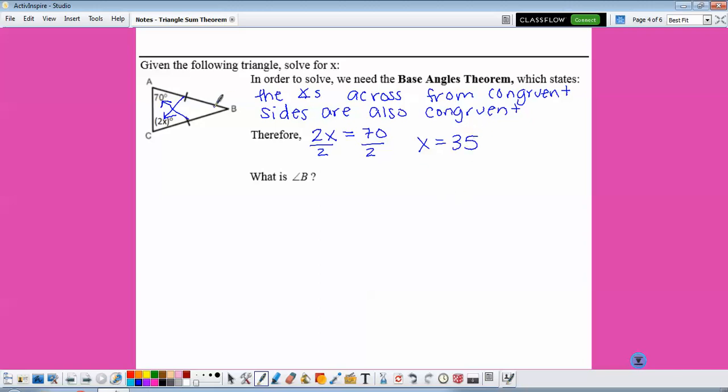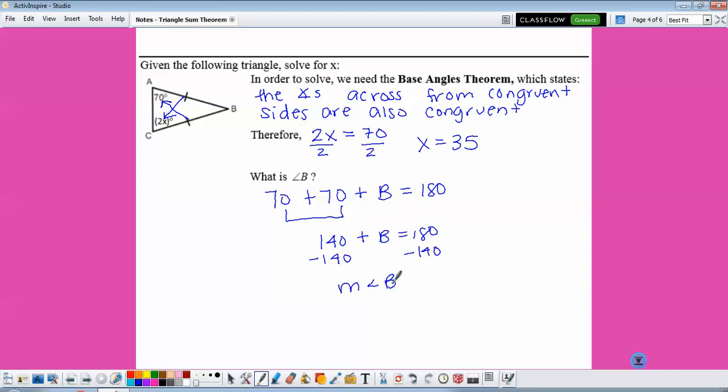Now what about b? If angle A is 70 and angle C is 70, because we know they're congruent, plus b, that has to add up to 180. 70 plus 70, combine our like terms, 140 plus b equals 180, subtract 140. The measure of angle B must be 40 degrees.